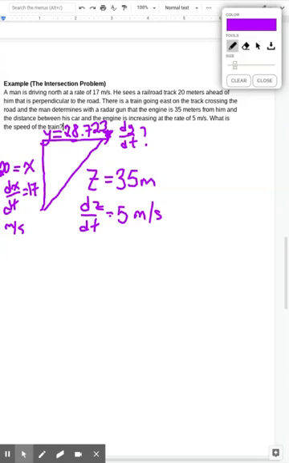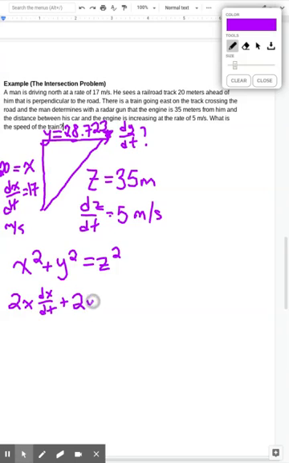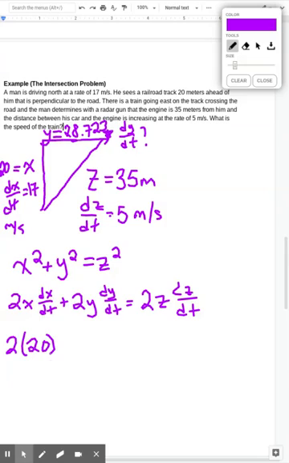So all these numbers relate together by the Pythagorean theorem: x squared plus y squared equals z squared. And if we take the derivative of all of that, we get 2x times dx/dt plus 2y times dy/dt equals 2z times dz/dt. And we know all of these variables except for dy/dt, which is what we're trying to find.